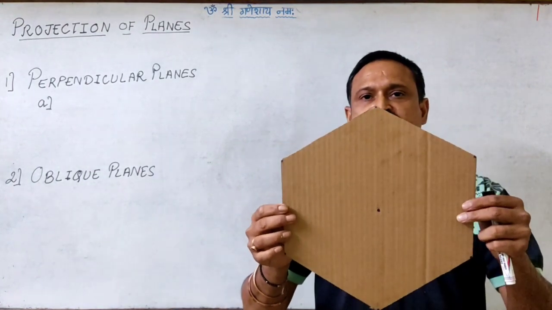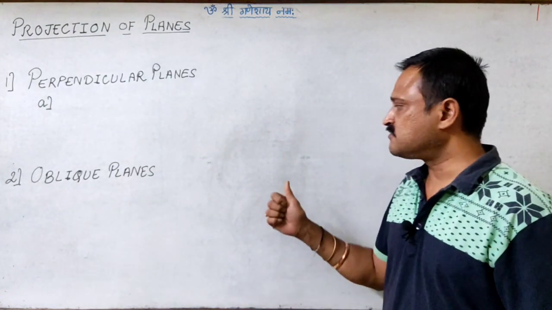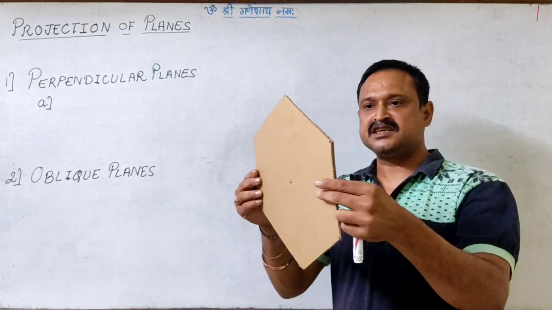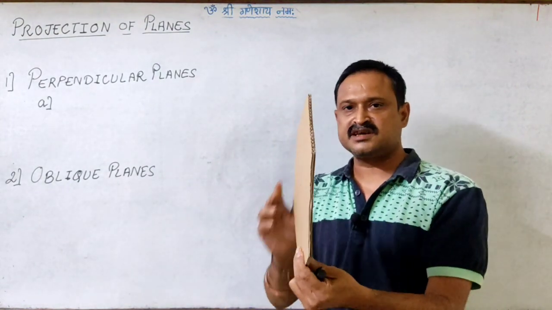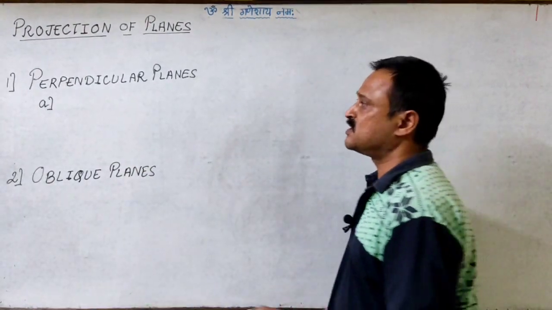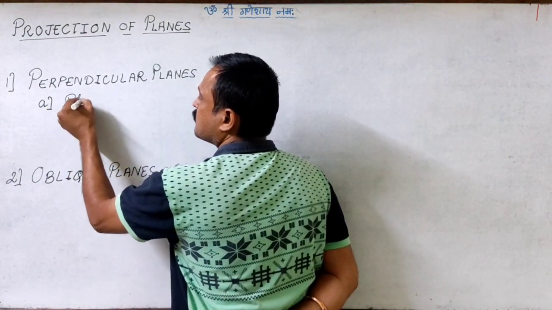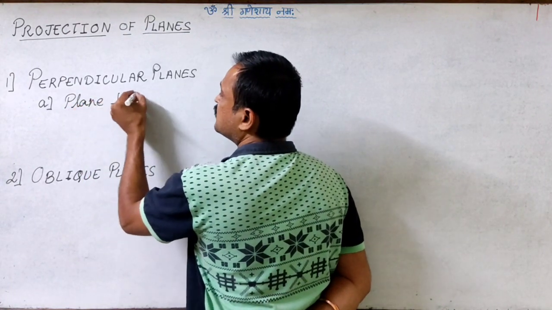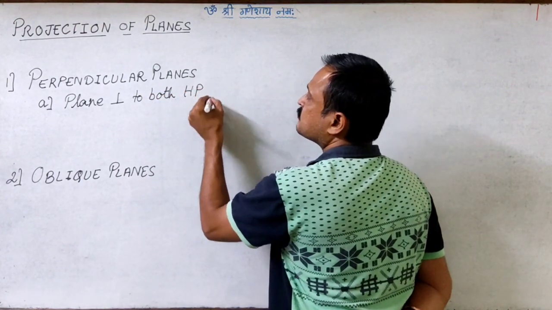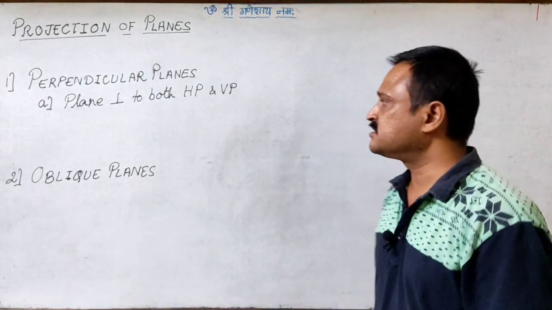So we can have this plane perpendicular to both the reference planes. Both the reference planes means, for us, the vertical plane and the horizontal plane. So I can place it perpendicular to both the reference planes. So in the category of perpendicular planes, we can have a plane perpendicular to both HP and VP, the horizontal plane and the vertical plane.